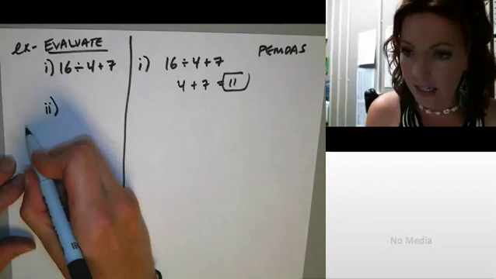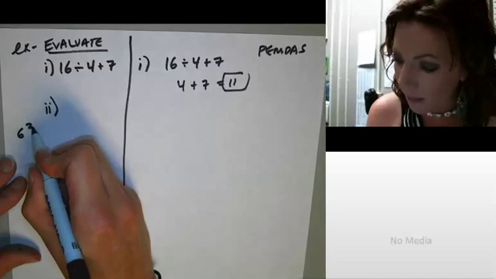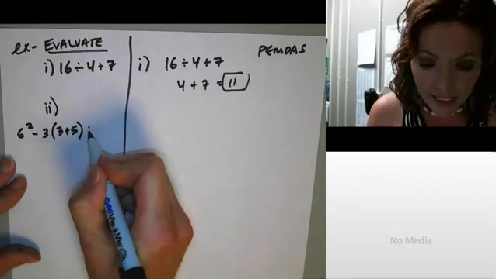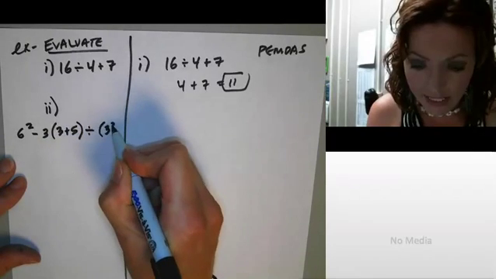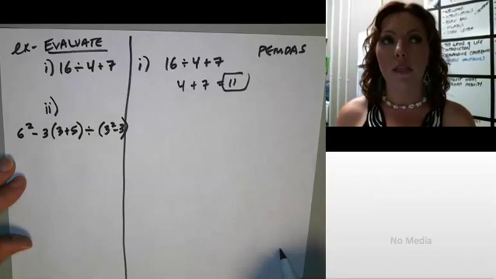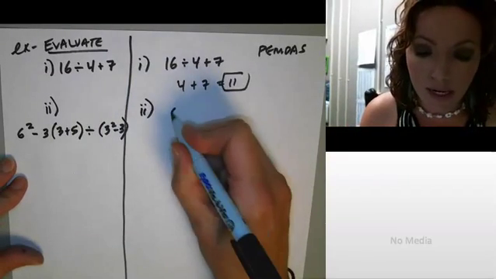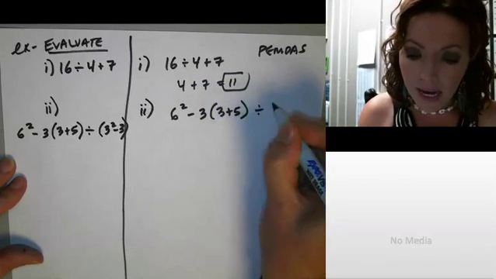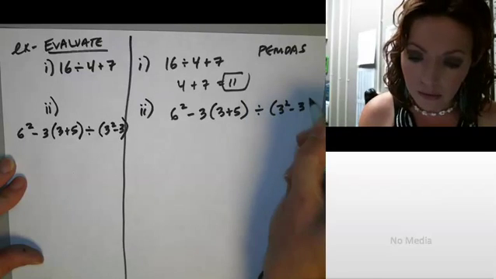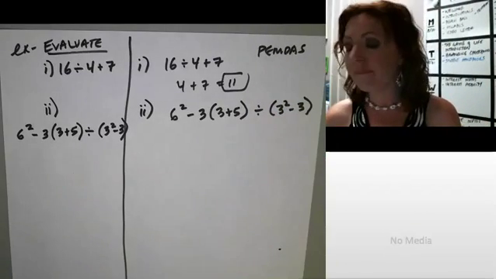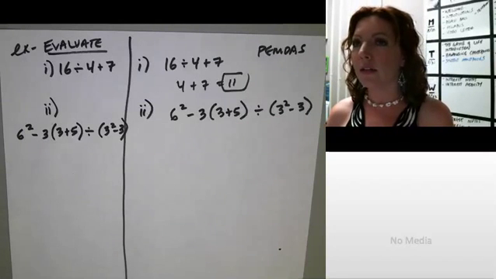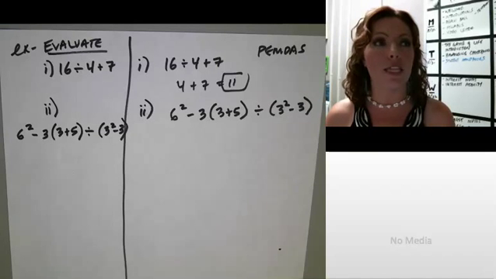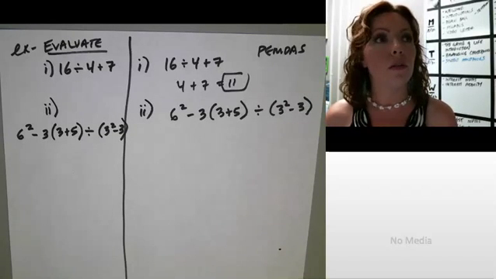6 squared, I'm going to have to write this down here because it's kind of long. 6 squared minus 3 times, in parentheses, 3 plus 5 divided by 3 squared minus 3. Write that over on the right-hand side. So we have 6 squared minus 3 times 3 plus 5 divided by 3 squared minus 3. Okay. So, can somebody start this problem out? If we're following the whole PEMDAS thing, what would we do first?